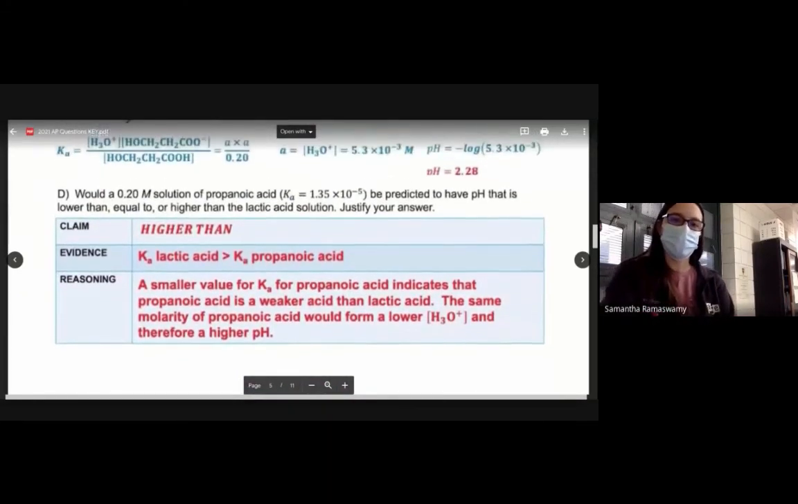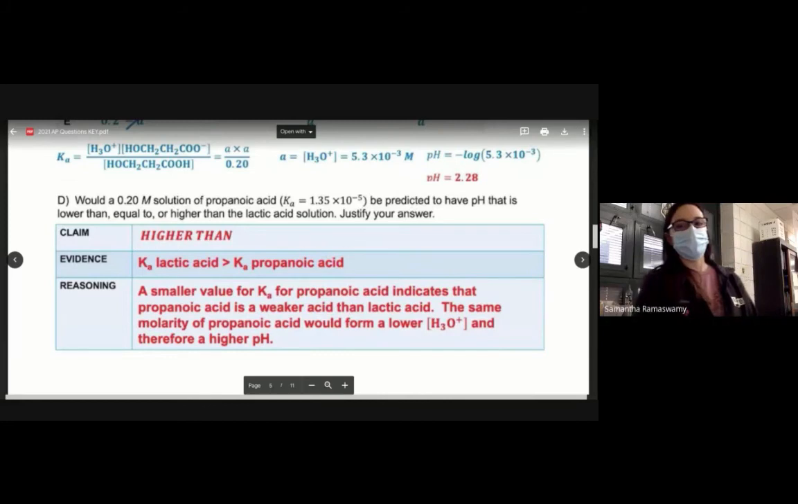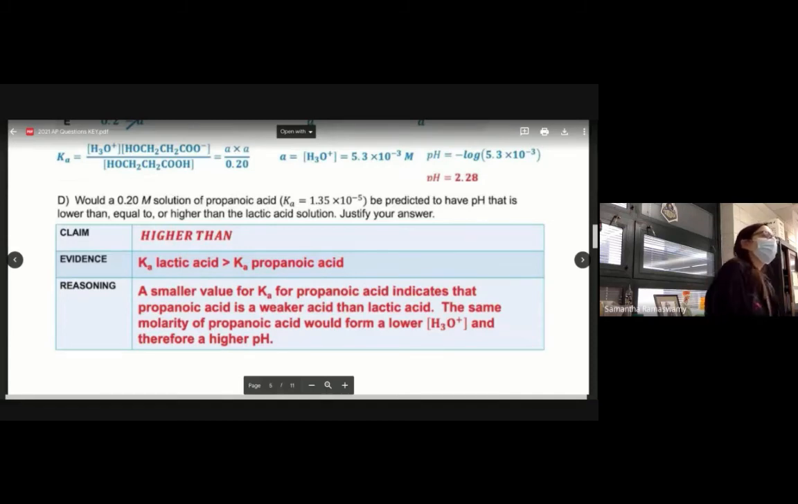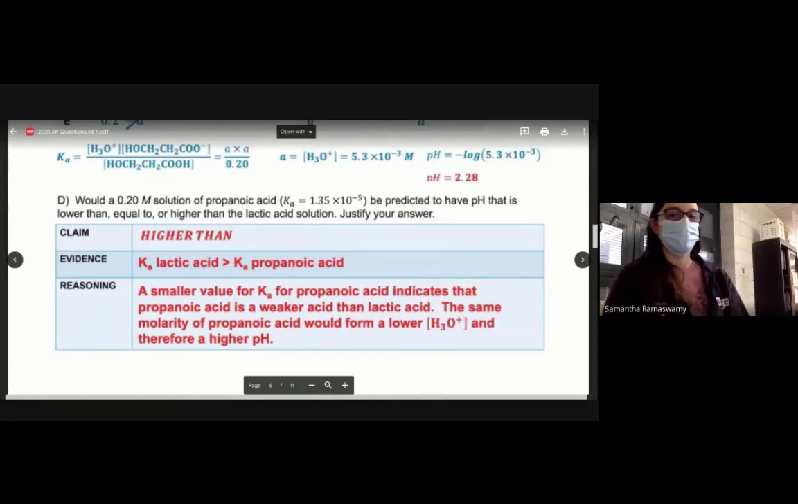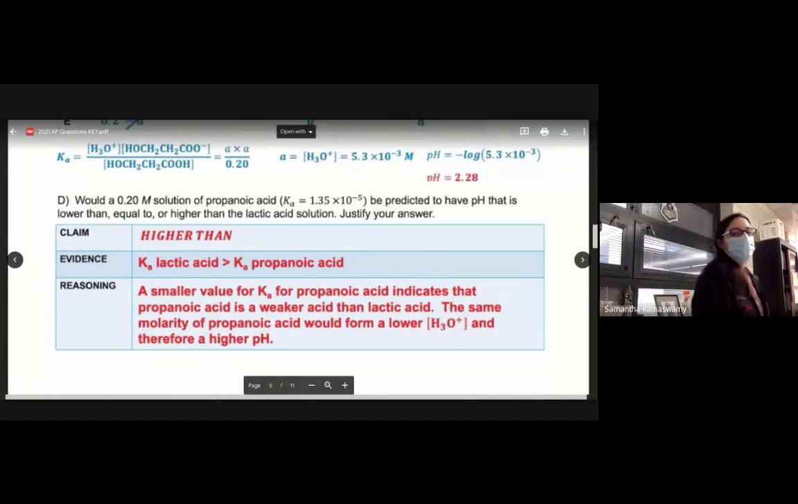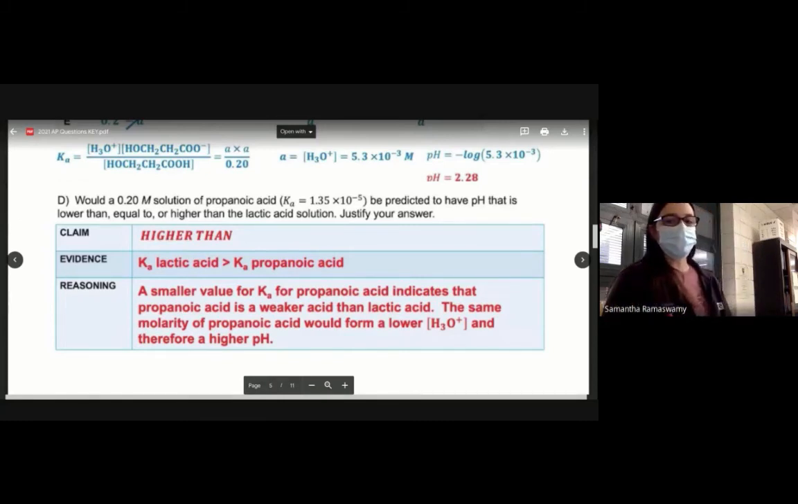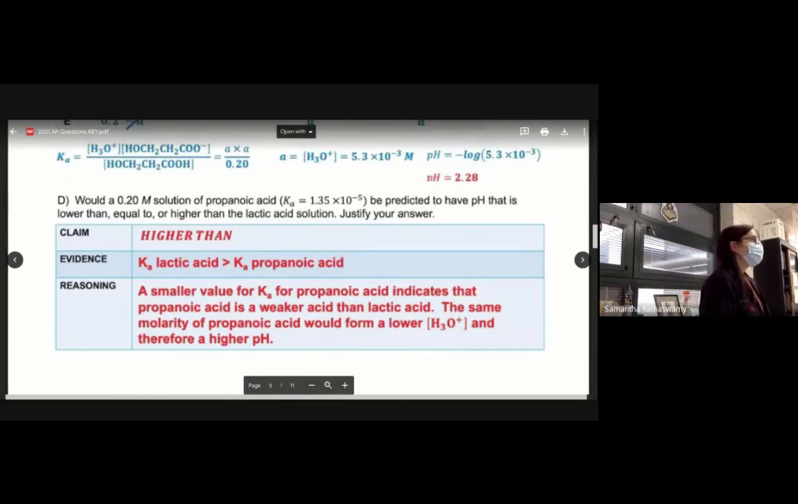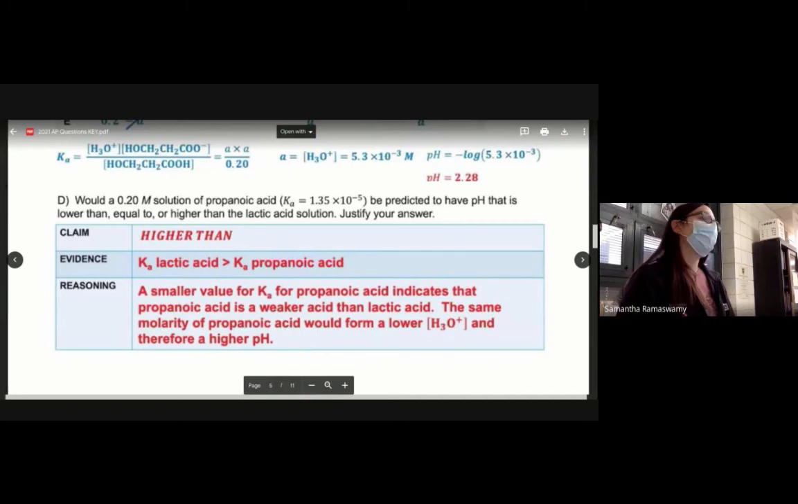And then part D: would a 0.2 molar solution of propanoic acid be predicted to have a pH that is lower than, equal to, or higher than lactic acid? Justify your answer. Your response needs to start with higher than, lower than, or equal to. So we're comparing propanoic to lactic. A 0.2 molar solution of propanoic acid would have a pH that is higher than the lactic acid solution. And then when we're justifying our answer, we can say that propanoic acid has a smaller value of Ka, meaning it's a weaker acid. Weaker acids would have less H plus and a higher pH.